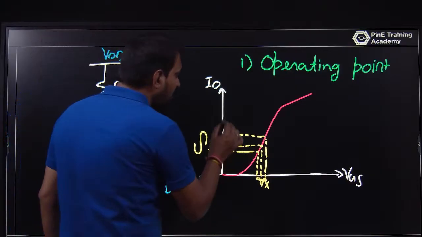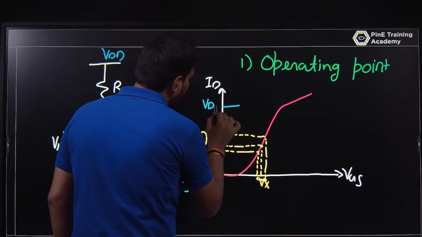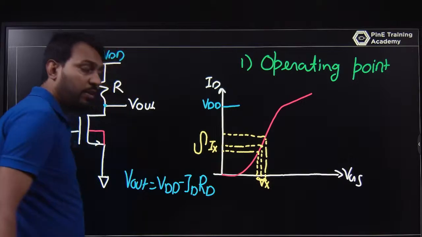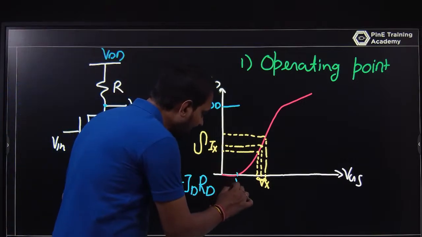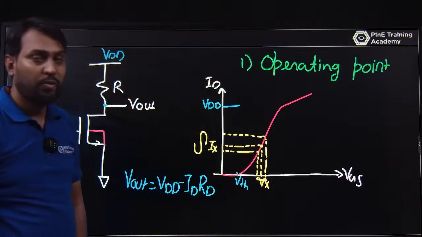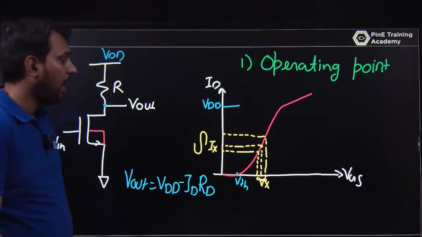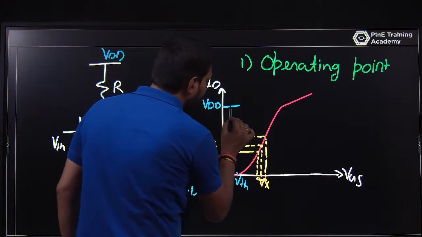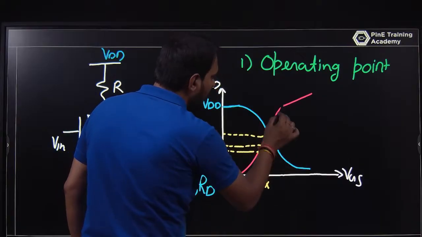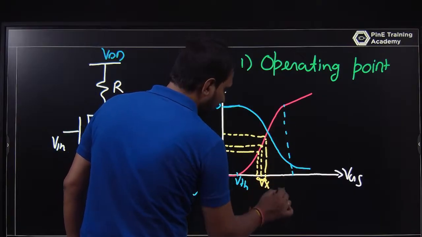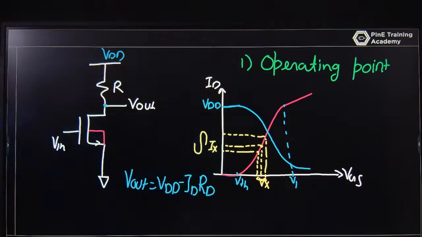When ID is 0, V out is VDD, until VTH, let this be the VTH voltage of the MOSFET. So the current is 0, V out is VDD, and as the current increases, V out decreases like this, and there will be a point where it is linear. Let me call this V1.